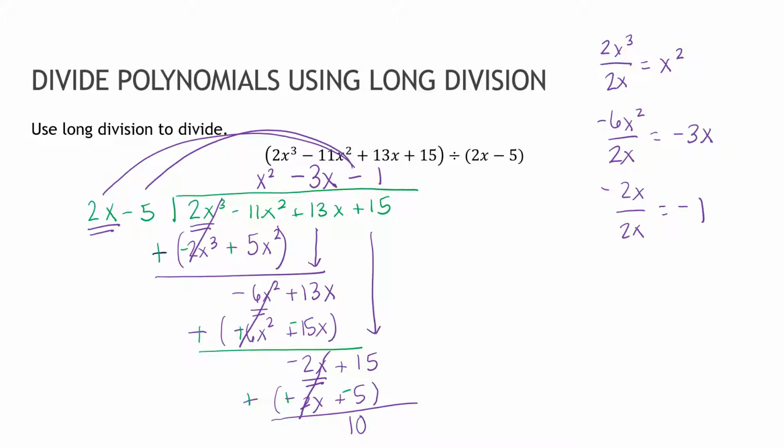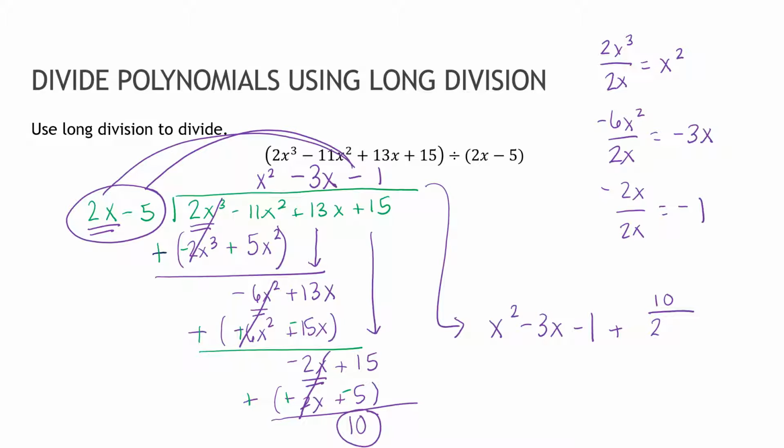So my final answer is what I have on the top, x squared minus 3x minus 1, with a remainder of 10, but here's how I write a remainder. I'm going to write plus because it's positive, and then 10 over my divisor, 2x minus 5. So this is my final answer.